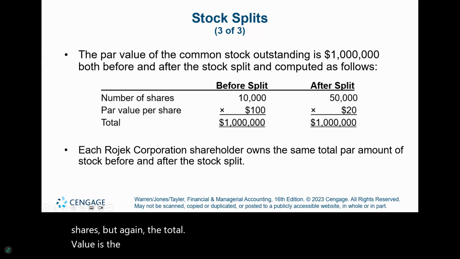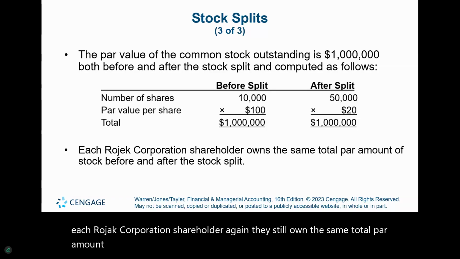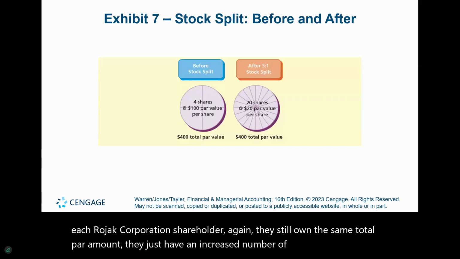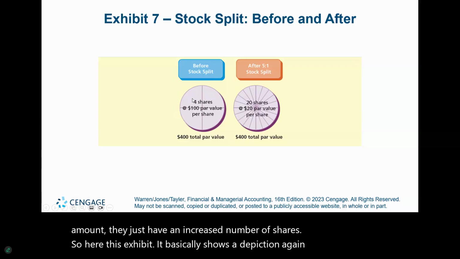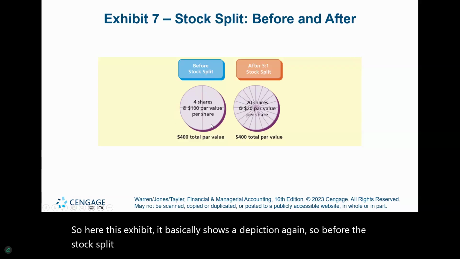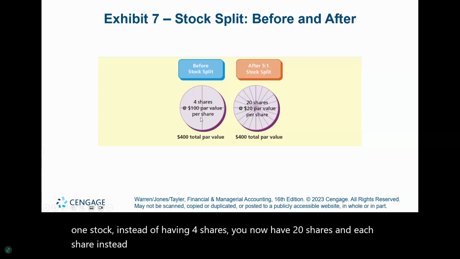So the par value of the share decreased to $20. Each Rojic Corporation shareholder, again, still owns the same total par amount. They just have an increased number of shares. This exhibit basically shows a depiction again. Before the stock split, you have 4 shares at $100 per share. And after the 5-for-1 stock split, instead of having 4 shares, you now have 20 shares. And each share, instead of being worth $100, is now worth $20.